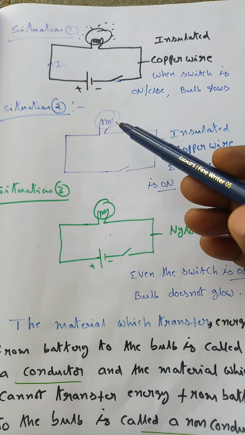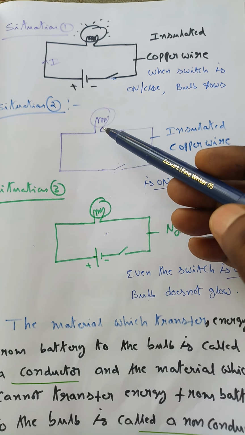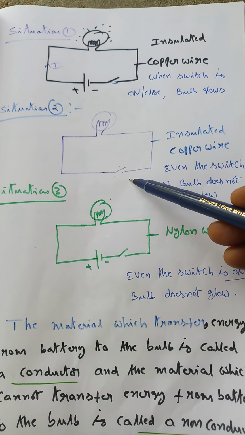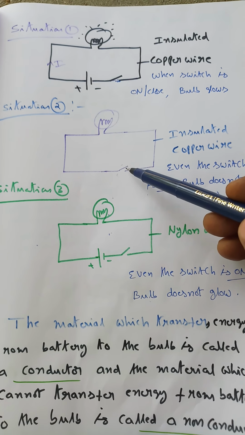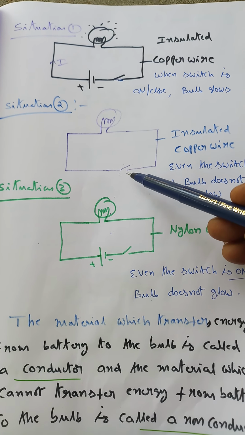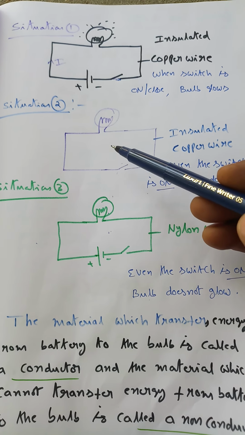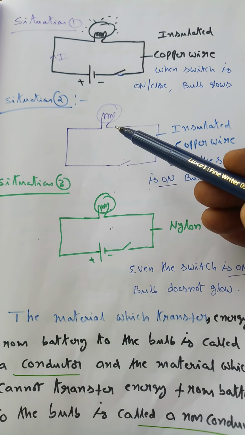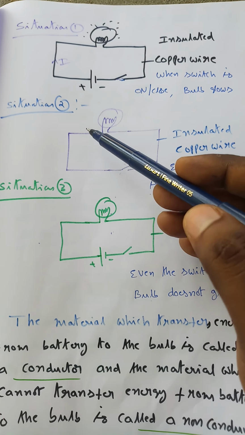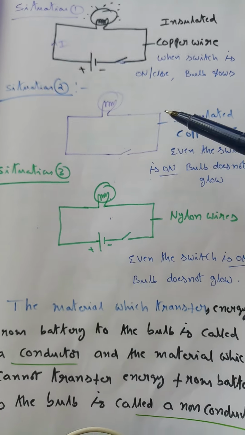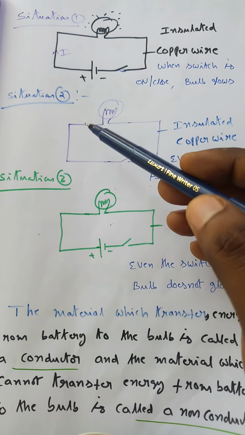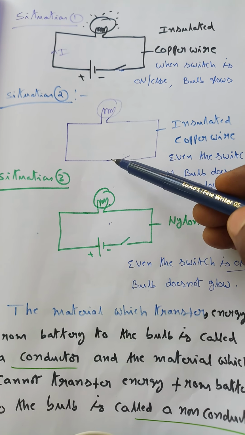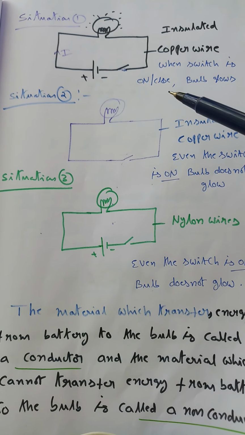That means here there is a bulb. There are conducting wires, that is insulated copper wires, and the switch is in the on condition, even though, we can't observe the glowing of a bulb. That means the current is not flowing. Why the current is not flowing means, here there is no source of power.